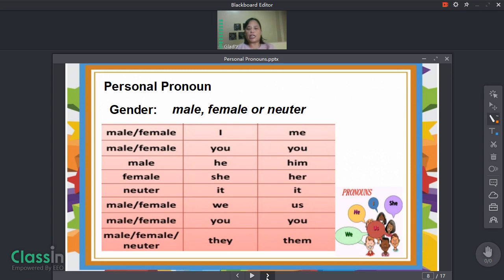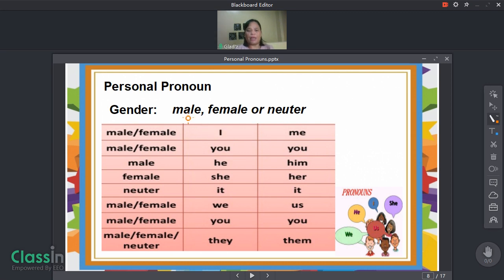So let's now move on to the personal pronoun depending on its gender. In gender, we have male, female, or neuter, or we can also call it masculine, feminine, or still neuter. So when we say male, referring to a boy or to a man, what are those pronouns?